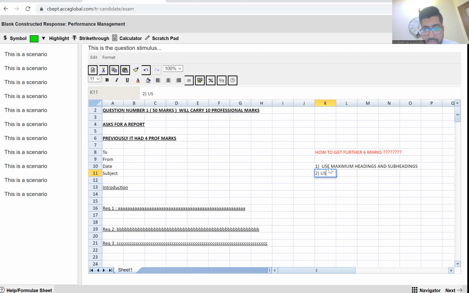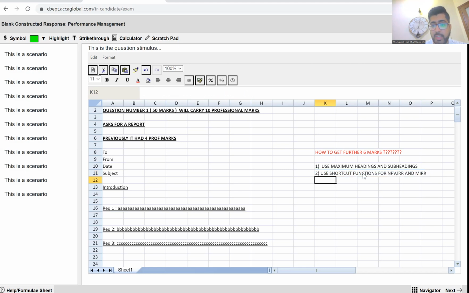And second, use shortcut functions for NPV, IRR, and MIRR. If you are using traditional methodologies to get NPV, IRR, MIRR, you will gain the working marks, but you will lose professional marks.